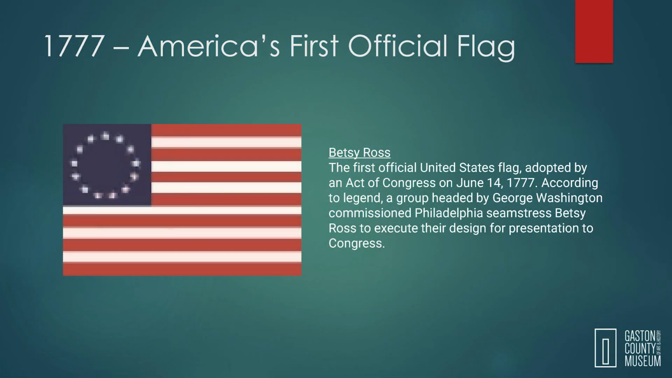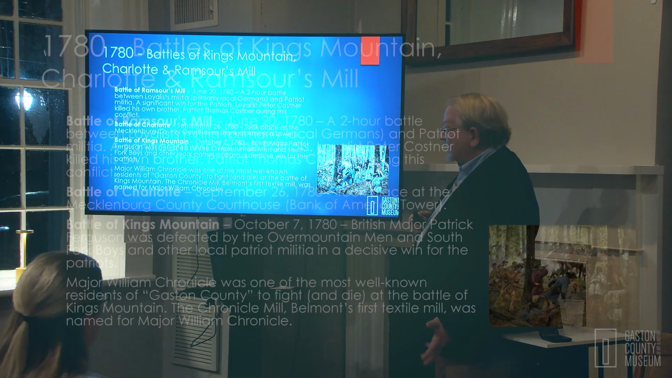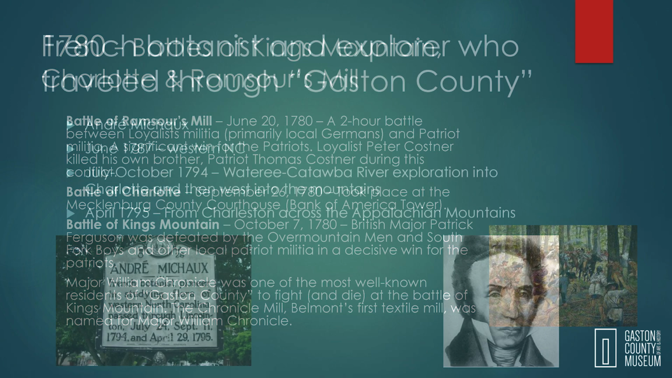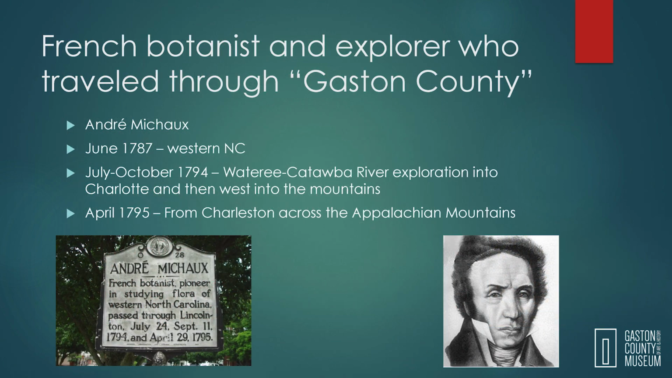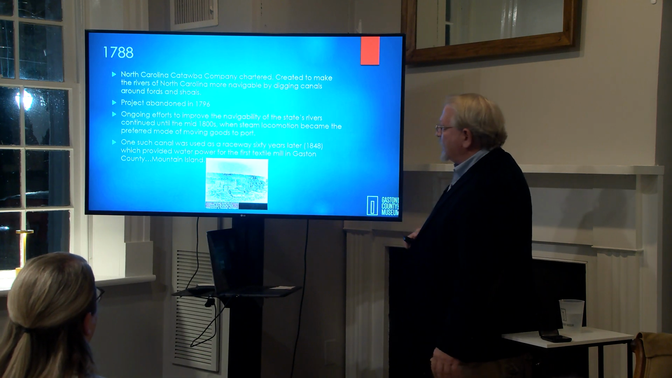Then this was the Betsy Ross flag. That was the first official U.S. flag. Three very important battles during the American Revolution took place here. The Battle of Ramsour's Mill, the Battle of Charlotte, the Battle of Kings Mountain. Another explorer came through the area in 1794. That was André Michaux, and he chronicled the flora and the fauna and things of that nature.